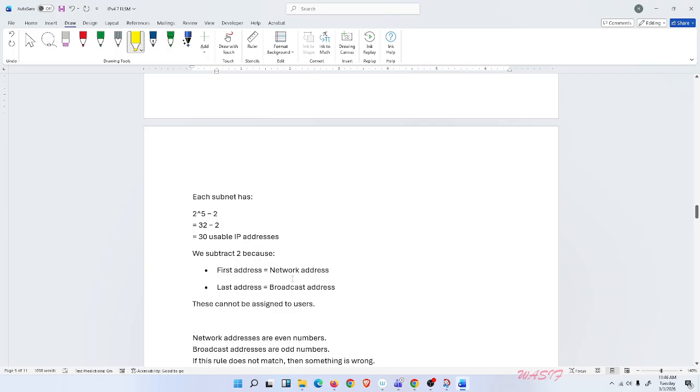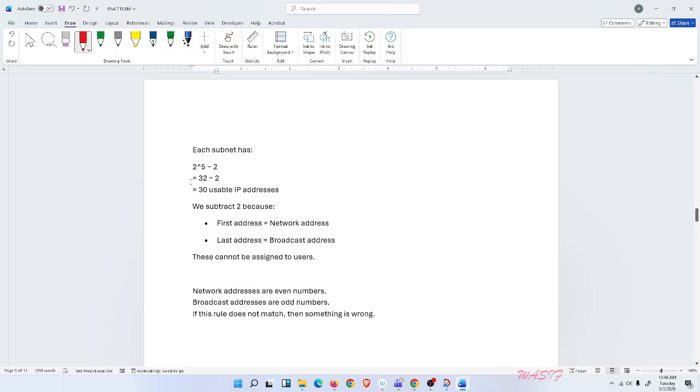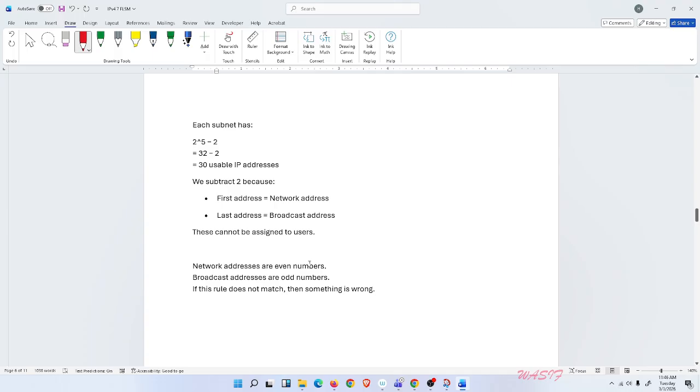The first address is the network address, and the last address is the broadcast address. These cannot be assigned, so that is why we subtracted 2. We had a total of 32 addresses, but we subtracted the network address and the broadcast address, which is minus 2, so you have 30 usable hosts. Network addresses should be even numbers.